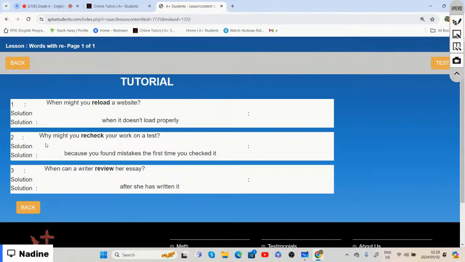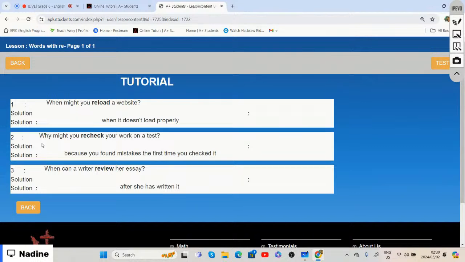Why might you recheck your work on a test? You recheck your work on a test because you found mistakes the first time you checked it, or you just want to make sure that you don't have any. So before I hand in the paper, let me check that I have written everything and the answers are all correct, right? And when can a writer review her essay?